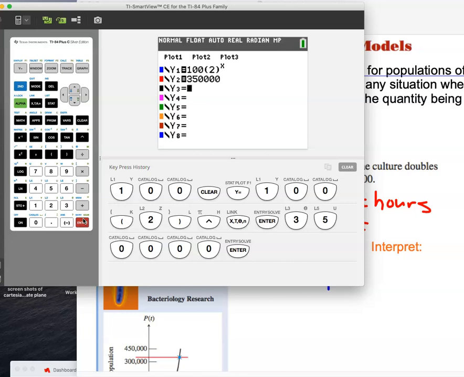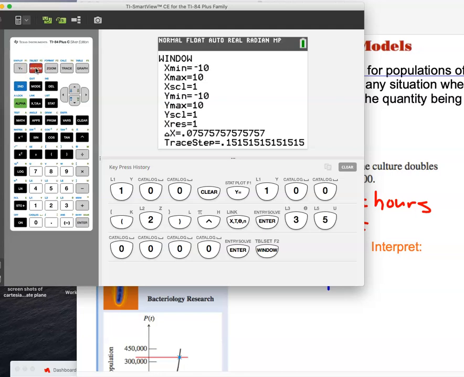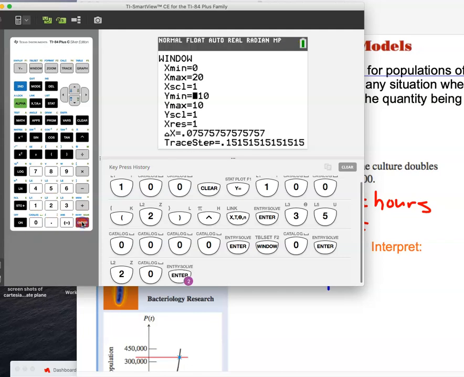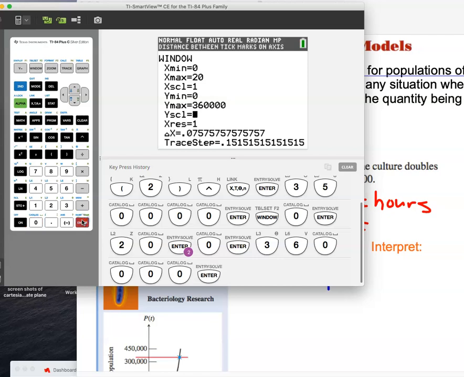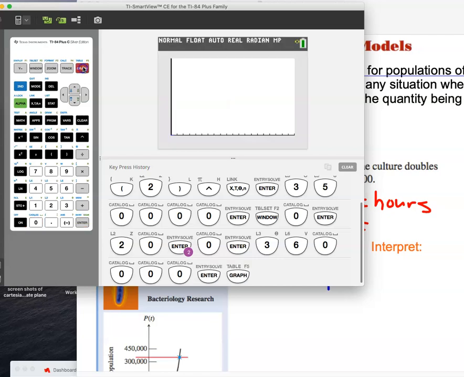Now, obviously, I can't use my negative 10 to 10 window. So back into the window here. And I remember that T is going to be the number of hours. Now, we know that it's doubling, so it's going to increase pretty fast. Maybe I'll try 0 to 20 hours. And then my Y values, I know that I have to be able to see 350,000, so maybe I'll put 360,000 on there. Just need to be a little bit higher. And then graph.